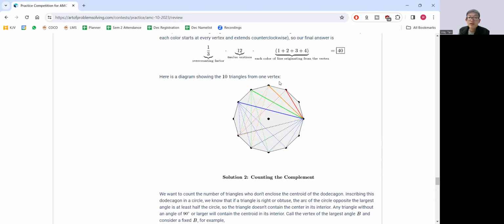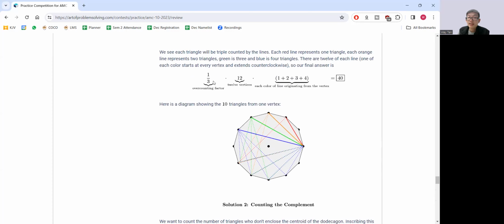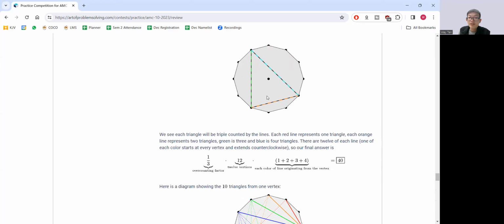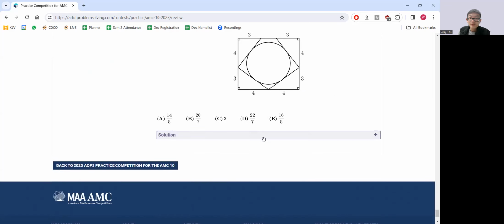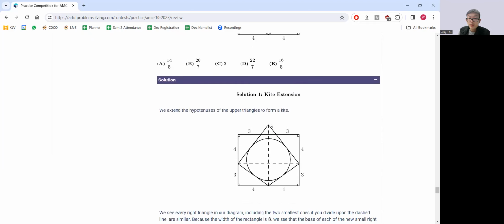Yeah, I think that doesn't really make much difference. Roughly what we have done is the same, right? 1/3 times 12 times 1 plus 3 plus 3. Okay, so this is just a very colorful diagram to illustrate what we were saying earlier. And then this last one, kind of extension.